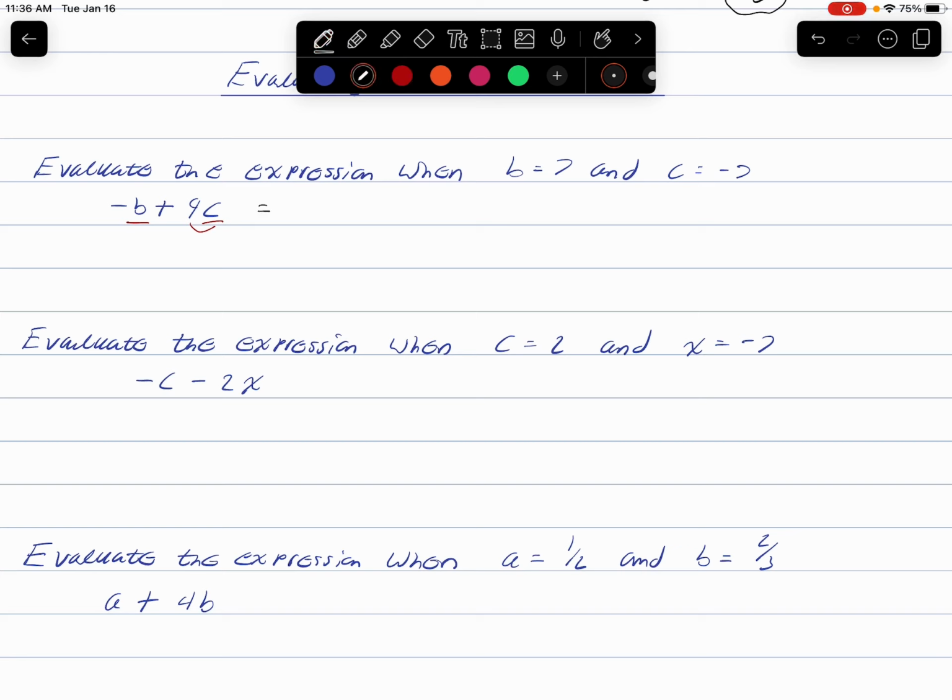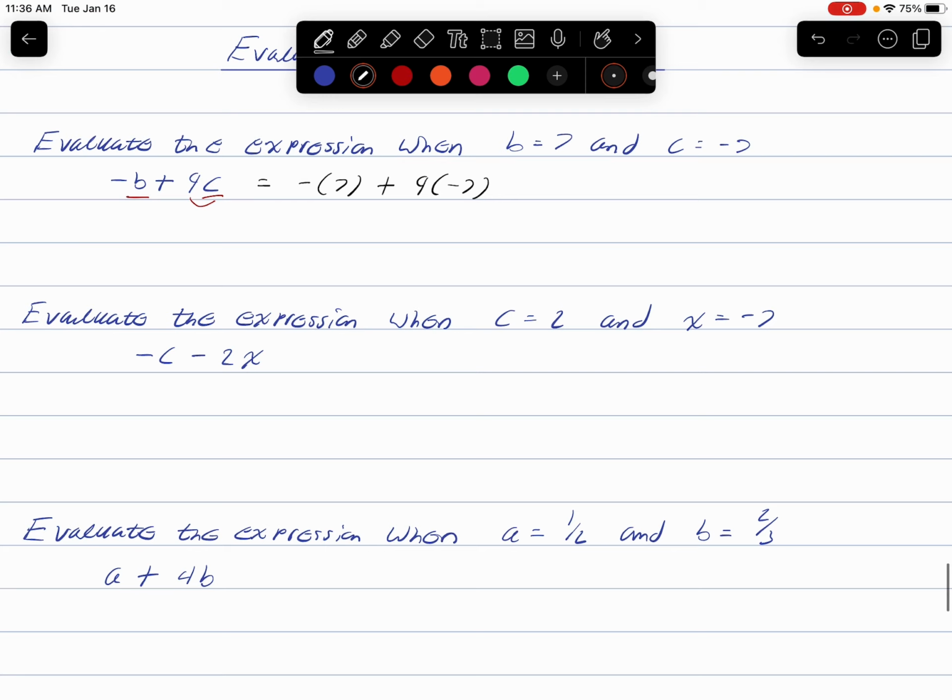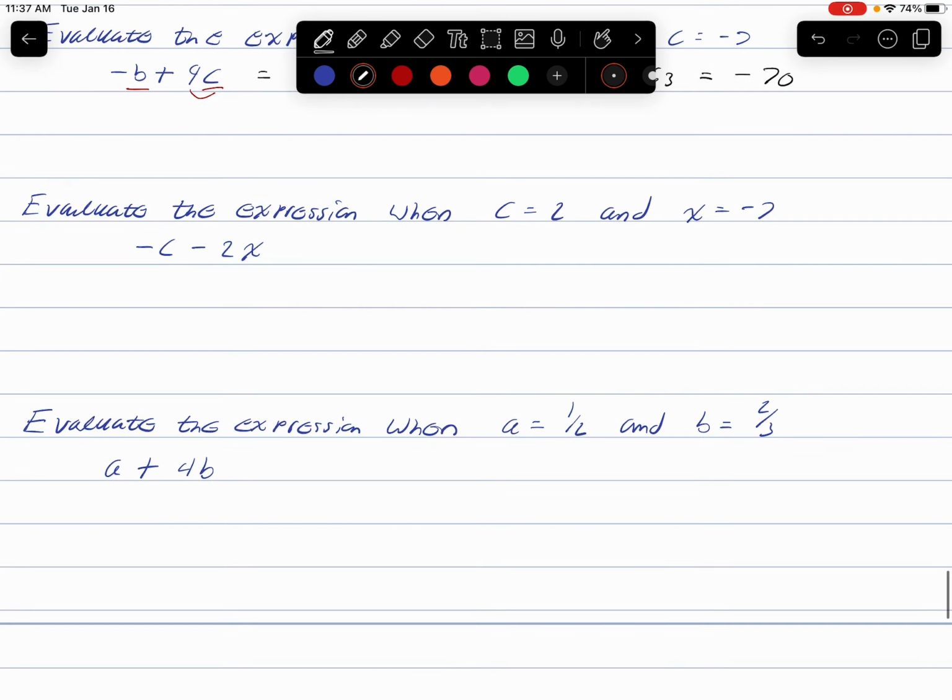So let's go ahead and rewrite this. So we have -b plus 9c. So this will be -7 plus 9 times -7. Okay? All right. So we can rewrite this. If we move these negatives around, we'll have -7 minus 9 times 7, okay? And 9 times 7 is 63. So we have -7 minus 63, which is going to give us -70. Okay? So the value of this linear expression is -70.